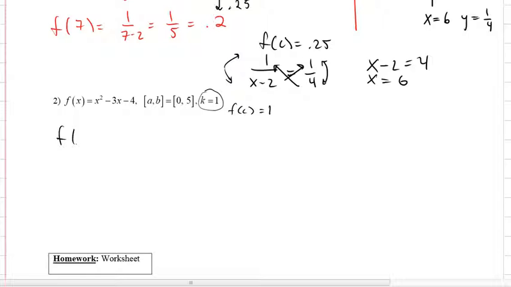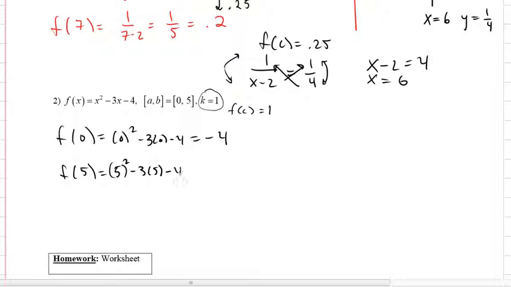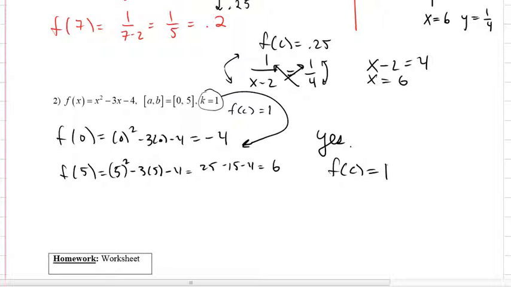F of 0 is 0 squared minus 3 times 0 minus 4, and that is negative 4. F of 5 is 5 squared minus 3 times 5 minus 4, that is 25 minus 15 minus 4, which is 6. So here's the y value. Is 1 in between -4 and 6? Yes. So there does exist an f of c that provides a 1 in between 0 and 5.